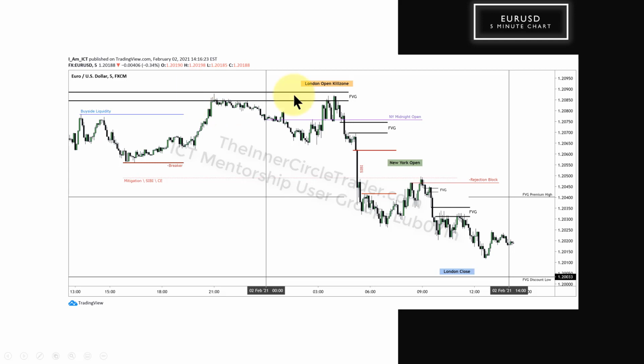Now these two levels here are a fair value gap that you can find on your 15-minute time frame. If you cannot find it, trust me, it'll be included in the midweek review tomorrow.